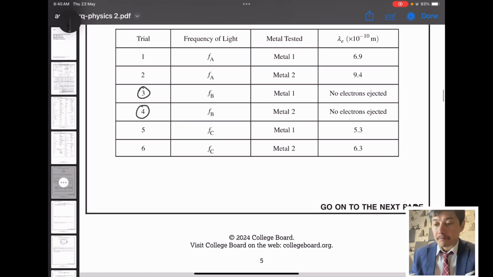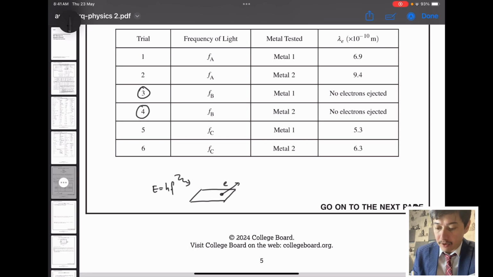Good. Now, before we start analyzing the table, let's quickly recap the photoelectric effect. The photoelectric effect states that when light strikes a metallic surface, it is possible, not always, but it is possible to eject an electron from it. But it depends on several factors. First, the energy of the incoming photon. The energy can also be expressed as Planck's constant times frequency.